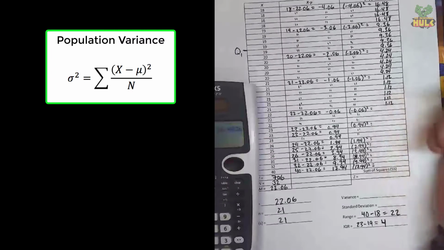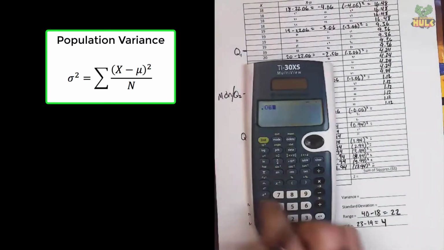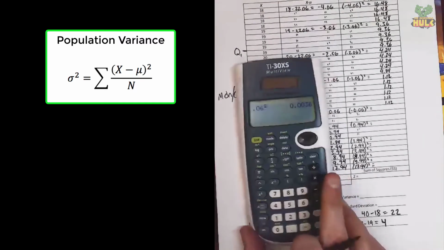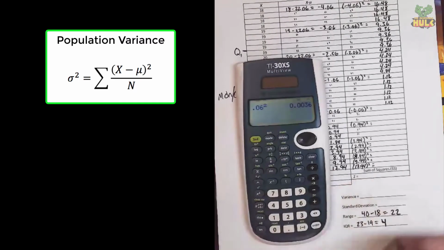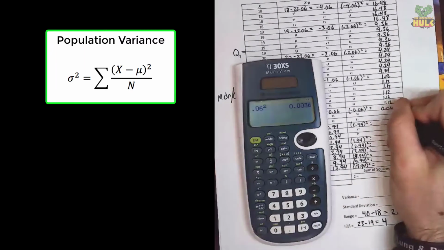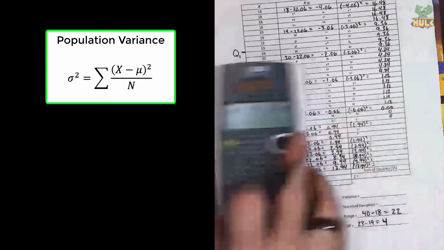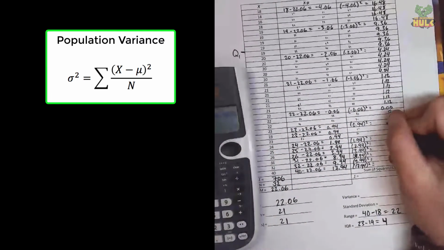16.48. Alright, so this one here is just going to end up being a very small number, so if you plug it in and you put 0.06 squared, you're going to end up with 0.0036. We're still truncating to two decimal places, so 0.0036 is just going to be 0.00. So I'll just write that down right there. And let me just keep going.